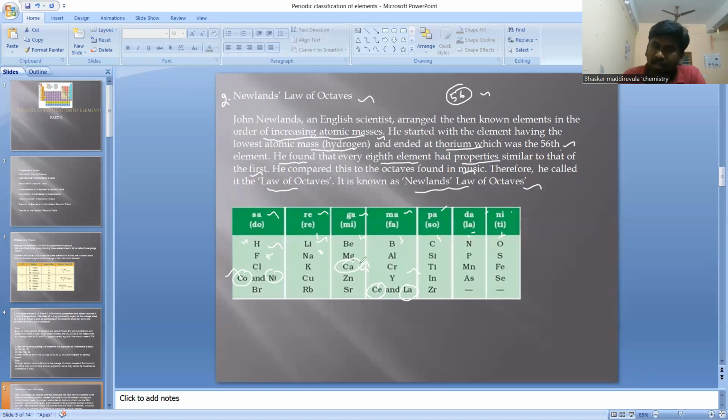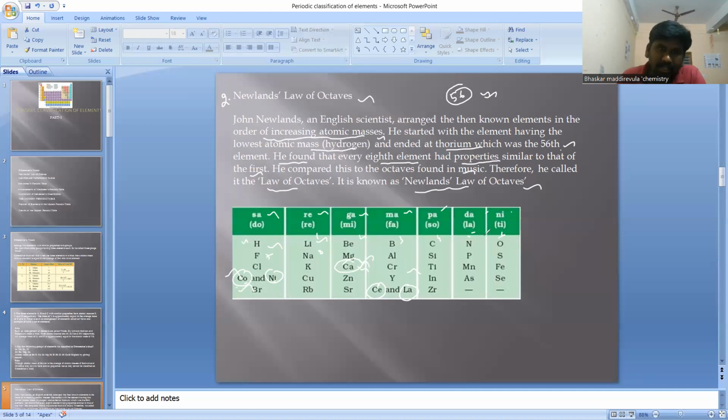Limitation one: the law of octaves is applicable only up to calcium. Limitation number 2: in order to keep elements with similar properties in the same group, he kept two elements in the same group. Third limitation: he felt that there are only 56 elements in nature, but later on so many elements were discovered, and those newly discovered elements did not fit in Newland's law of octaves. These are the main features, the main content.